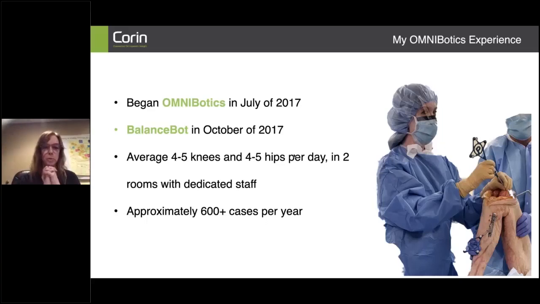Now, on a busy day, prior to the coronavirus pandemic, of course, we would probably do an average of 8 to 10 cases per day. And I do about a 50-50 split. So our schedulers are very good. We will have usually half knees and half hips. And that actually is very important. That does really help with the flow of the day. So on a busy day, again, we'd have 4 or 5 knees and 4 or 5 hips.